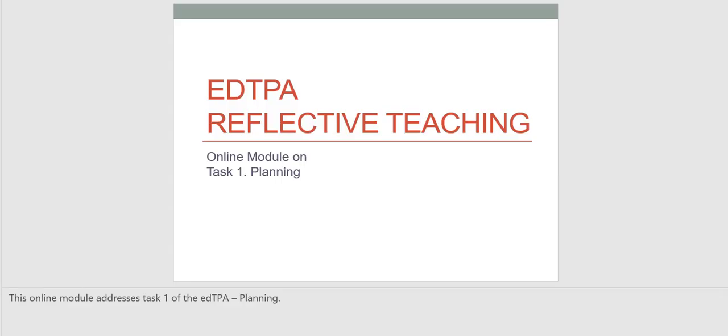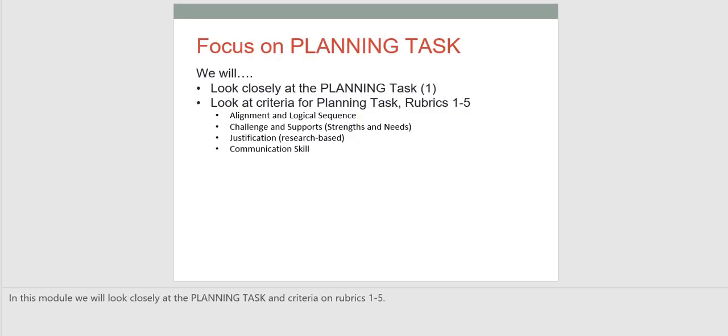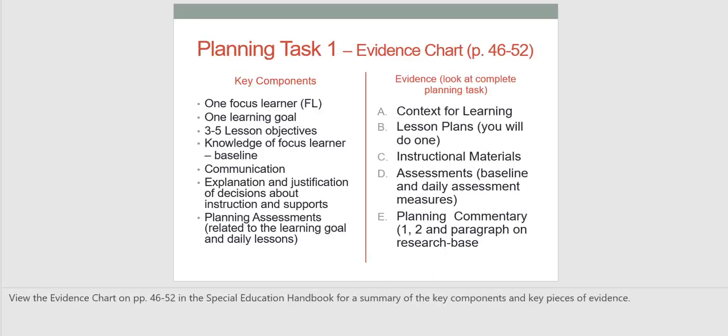This online module addresses Task 1 of the EdTPA, Planning. In this module, we will look closely at the planning task and criteria on rubrics 1 through 5. View the evidence chart on pages 46 through 52 in the Special Education Handbook for a summary of the key components and key pieces of evidence.